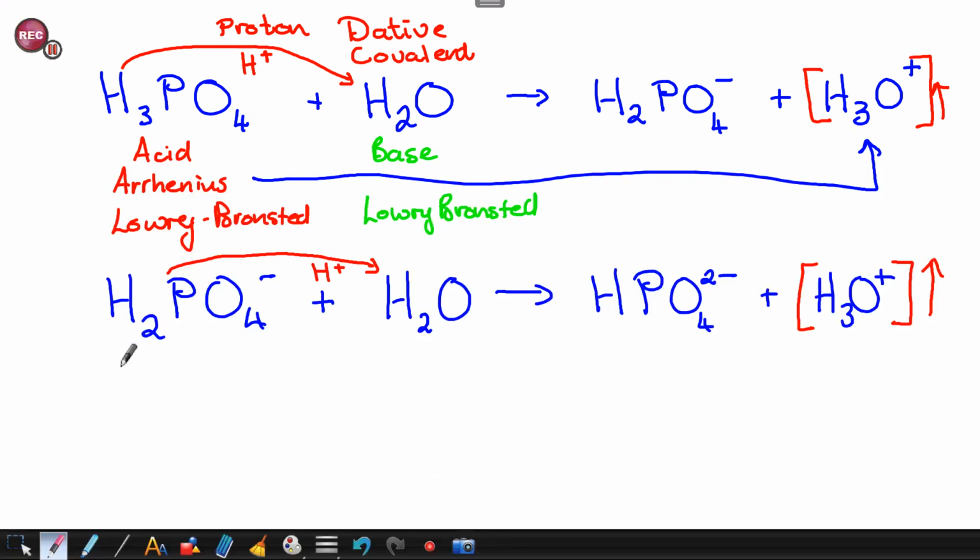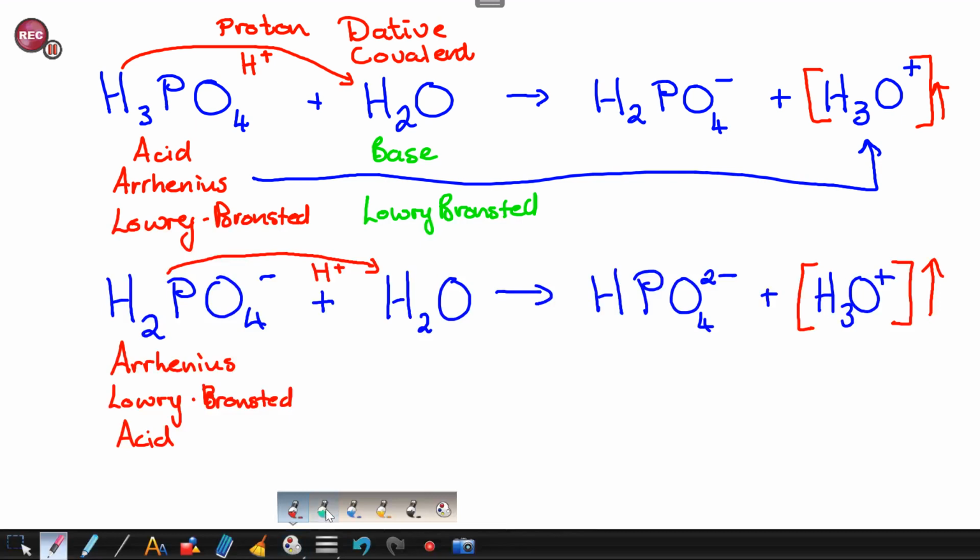So this is an Arrhenius acid as well as a Lowry Bronsted acid. And the water is a Lowry Bronsted base.